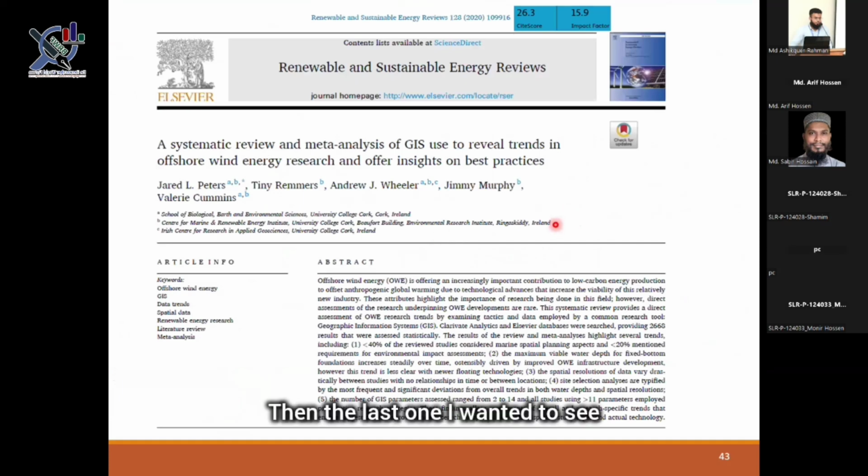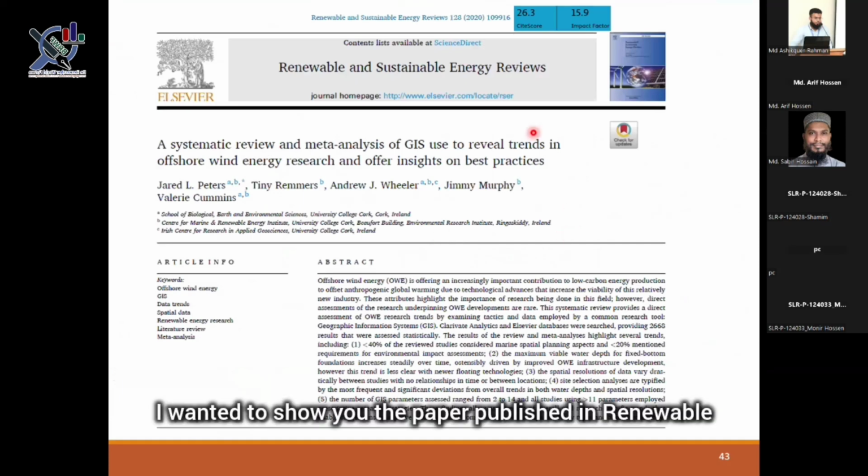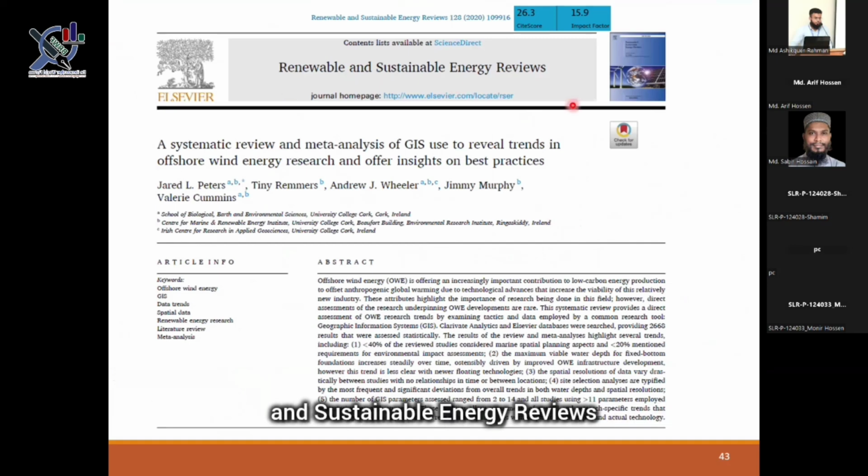Then the last one I wanted to show you is a paper published in Renewable and Sustainable Energy Reviews. Very high impact factor, 15.9, and CiteScore 26.3. The title is a systematic review and meta-analysis of GIS use to reveal trends in offshore wind energy.